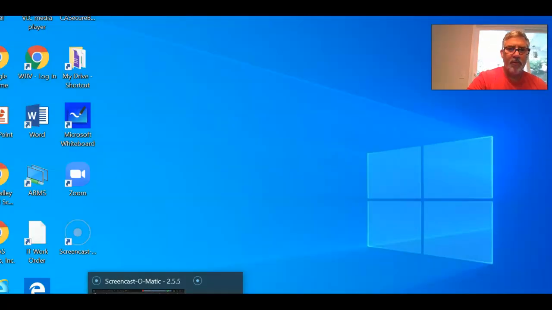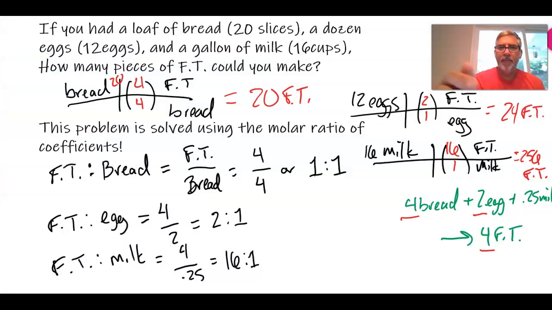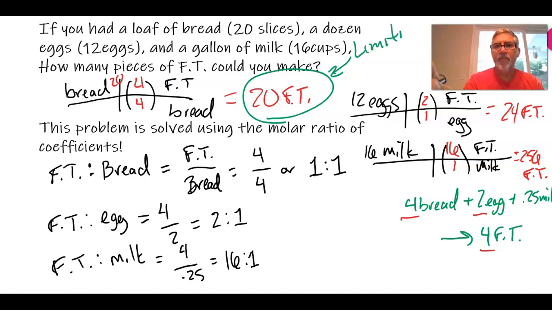holy moly, the maximum amount of French toast I can make is that. This is what we're going to talk about tomorrow. That's going to be called your limiting reactant because it limits the amount of product you can make. So after you make your 20 pieces of French toast, you can still have 4 eggs for breakfast, and you could still have a bunch of milk to drink with it.